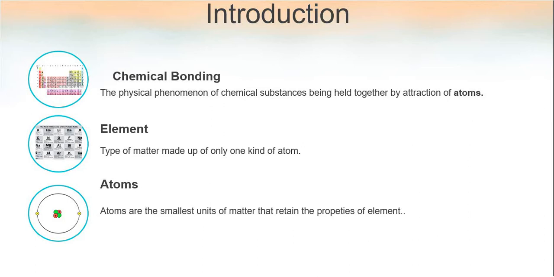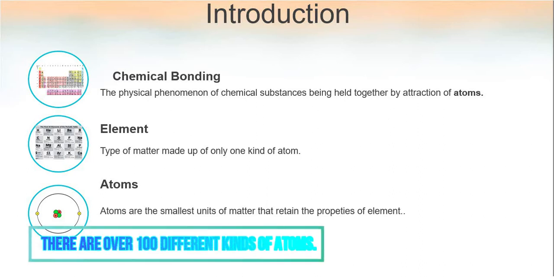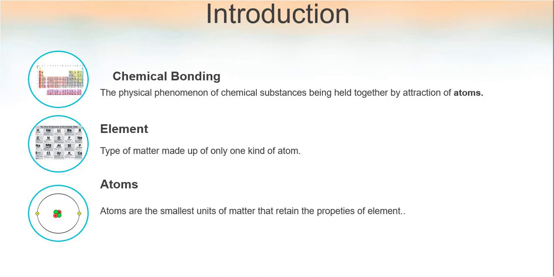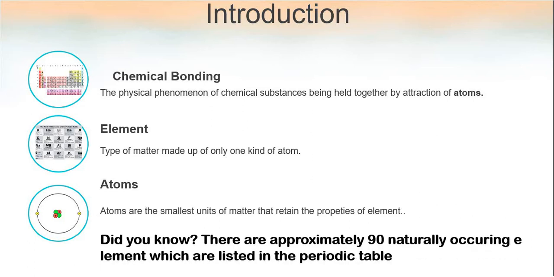Atoms. Atoms are the smallest unit of matter that retain the properties of elements. So, when I say the smallest unit, ibig sabihin, hindi siya nakikita through naked eyes. Kailangan mo ng certain type of devices para makita yung mga ito. Did you know there are approximately 90 naturally occurring elements which are listed in the periodic table?